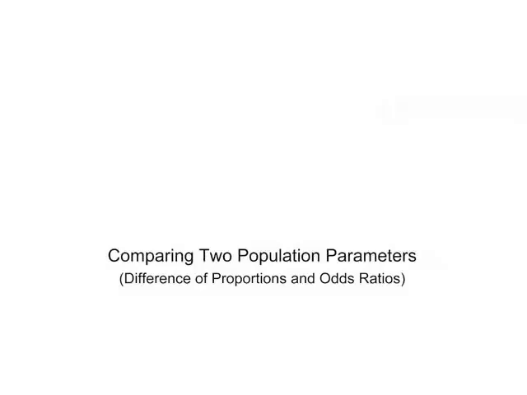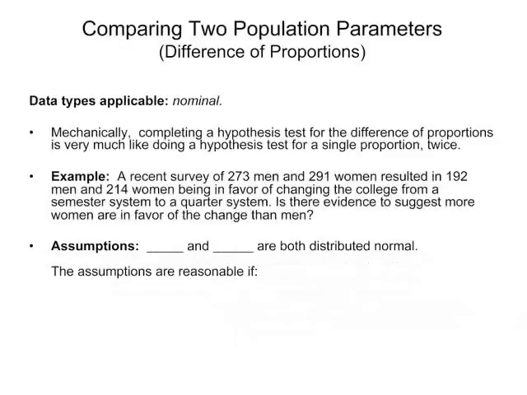And continuing our discussion of comparing two different population parameters, let's now start taking a look at the idea of comparing proportions, two proportions, one from each of two groups, and then take that idea and expand it into that of an odds ratio. Let's start with the proportions, specifically the difference of two different proportions. Now, the data types applicable are nominal.